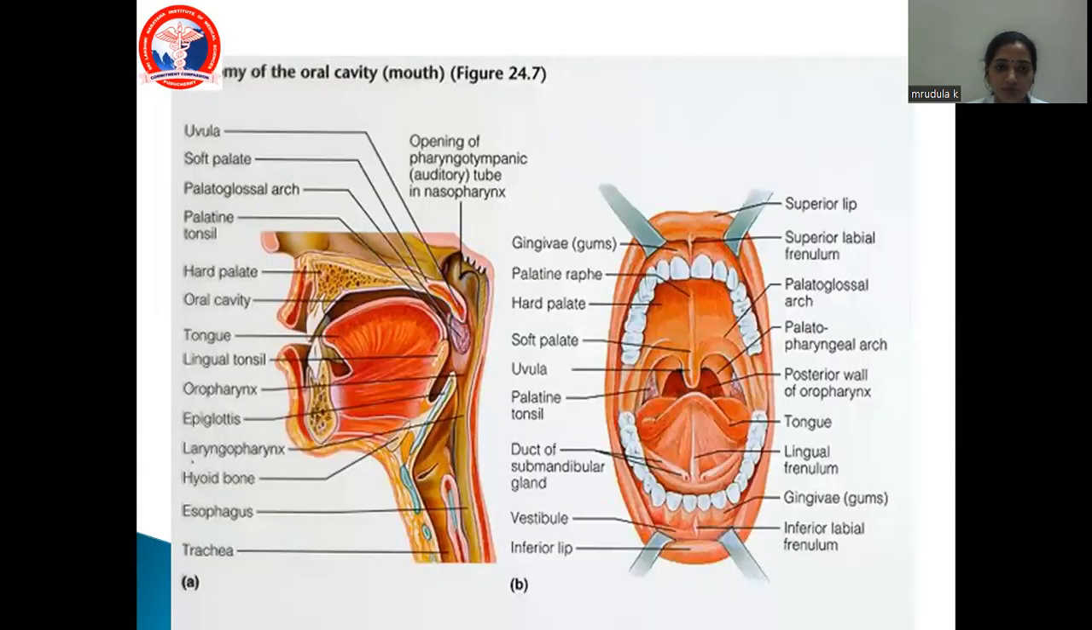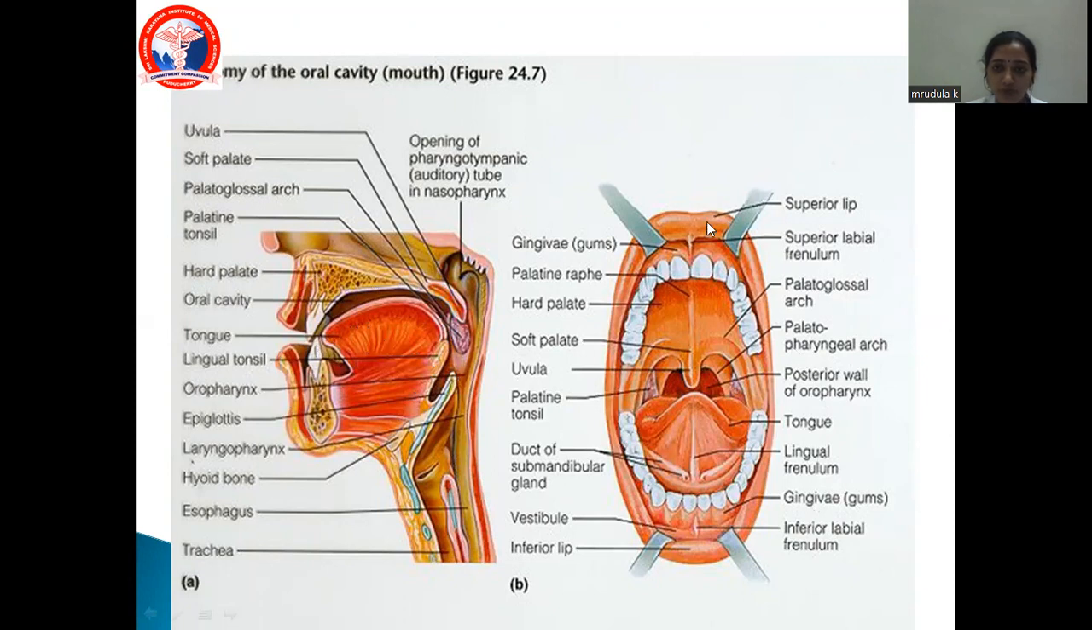So this is a picture which shows the anatomy of the oral cavity. You can see this is the oral cavity from the lips to the anterior tonsillar pillars. This is the tongue. This is the hard palate, and this part is the soft palate. These are the lips, and this is the gingivae, the gums, and this is the tongue. This is the lingual tonsil, oropharynx, epiglottis. So this gives a better picture.